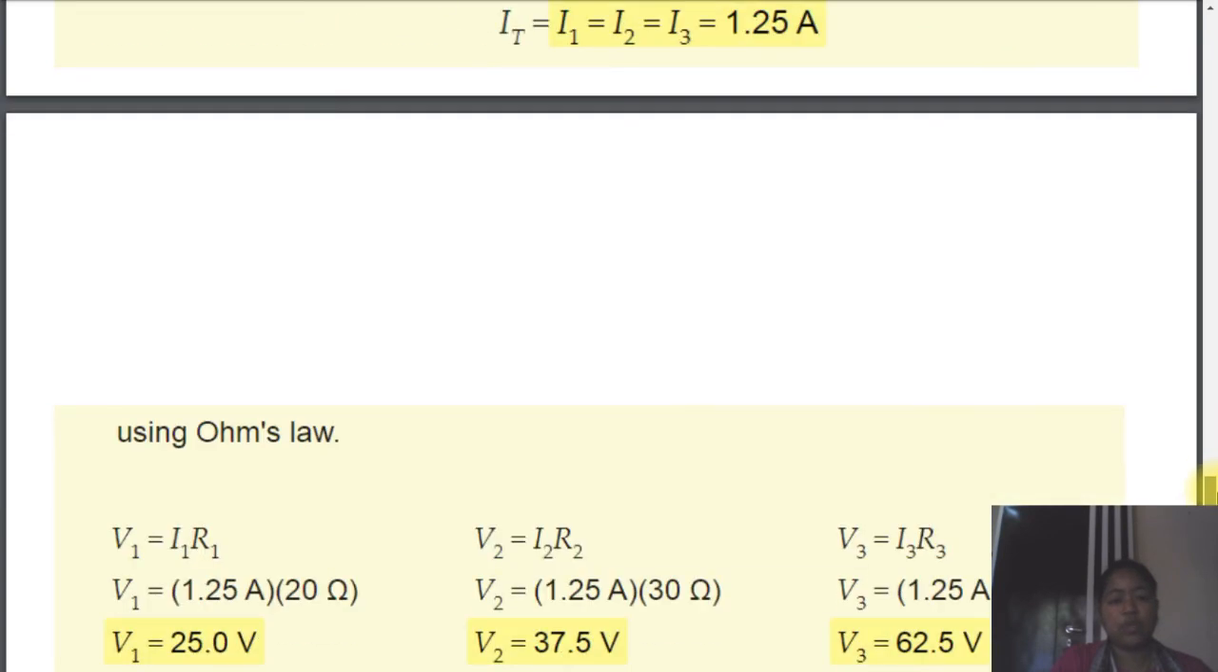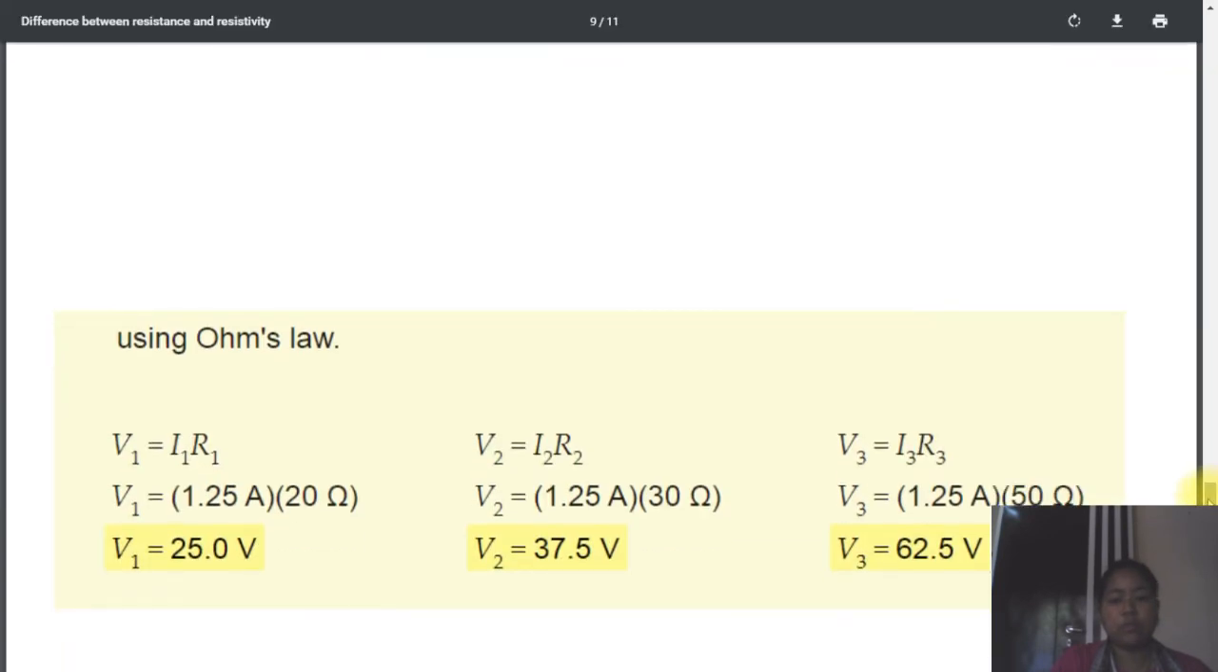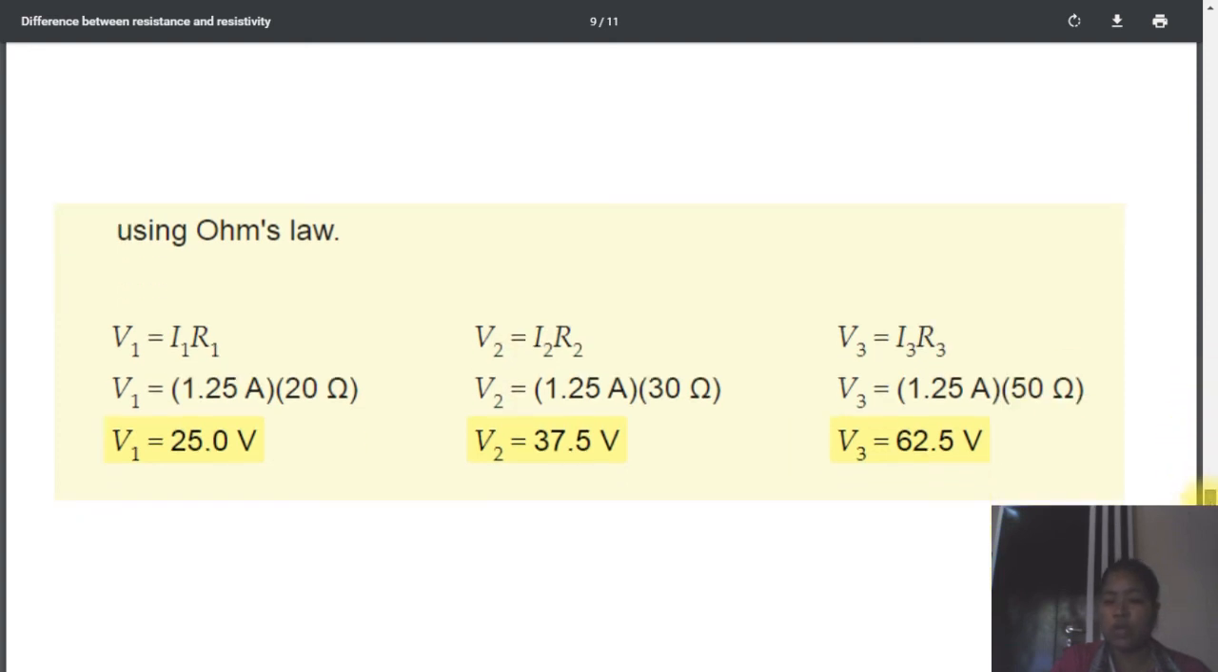If you know the value of the current and the value of the resistance of each resistor from the previous part of the question, then you can calculate the potential through each resistor. V1 equals IR1, V2 equals IR2. I hope you can calculate that particular value. Done.